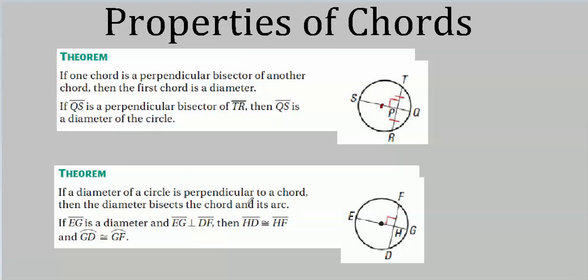And it pretty much works down here too. They're fairly easy to understand and see the sense of these two things. This is just the converse of this one, so we could have made it one theorem into an if and only if statement. Here we have that if the diameter is perpendicular to a chord, then the diameter bisects that chord. And again, it makes good sense.